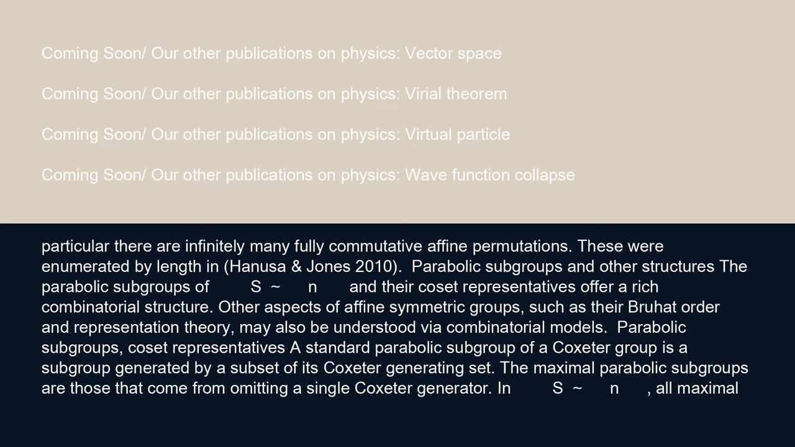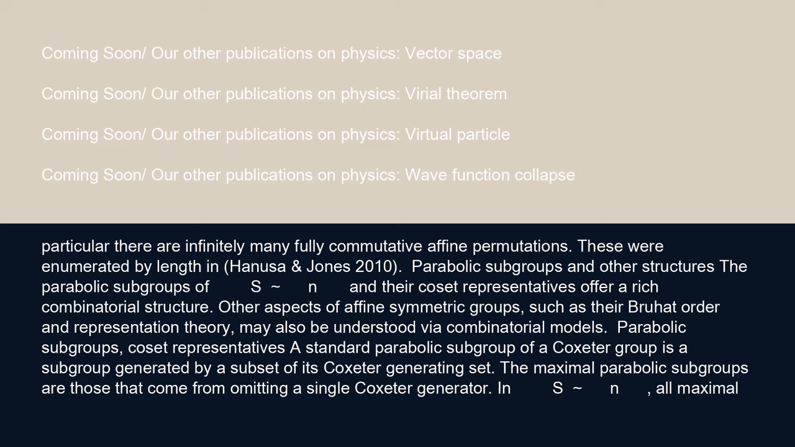Parabolic subgroups and other structures. The parabolic subgroups of Sn and their coset representatives offer a rich combinatorial structure. Other aspects of affine symmetric groups, such as their Bruhat order and representation theory, may also be understood via combinatorial models. Parabolic subgroups, coset representatives: a standard parabolic subgroup of a Coxeter group is a subgroup generated by a subset of its Coxeter generating set. The maximal parabolic subgroups are those that come from omitting a single Coxeter generator.